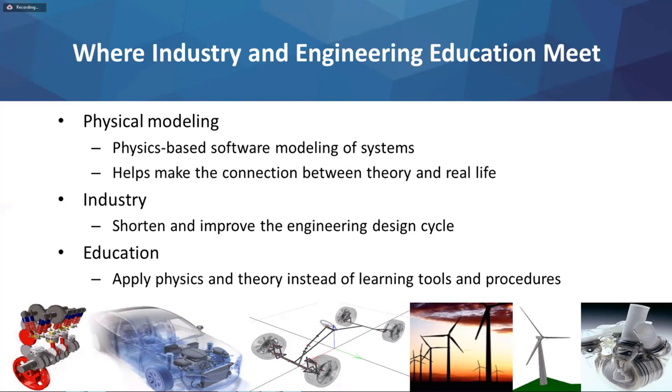When used in industry, it shortens and improves the engineering design cycle. Rather than build and test physical prototypes, physical modeling is much faster, cheaper, and safer, for example, with a new car design. And this is why there's a need for people and new graduates with these physical modeling skills.